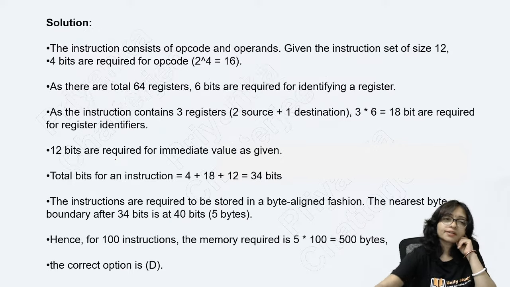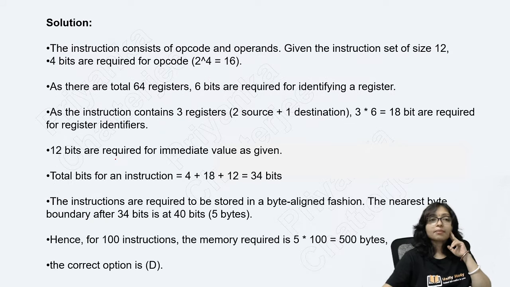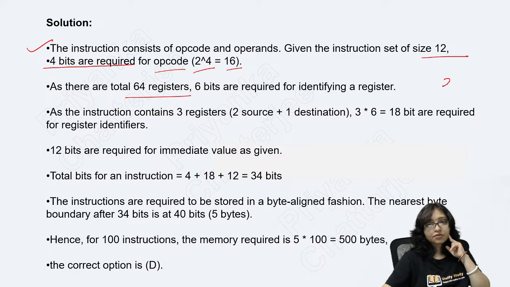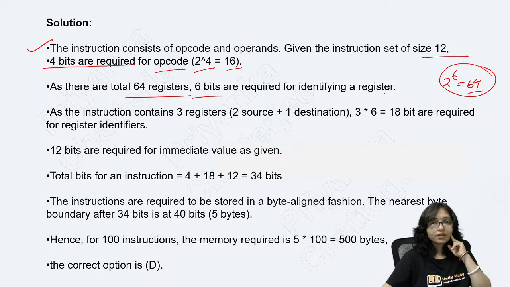How to do it? See that. Here, part by part you have to think. Instruction consists of operand, it was given, the size is 12, right? Out of that, 4 bit required for each and every. So that's why 2 to the power 4 means 16. Total 64 register there. 64 means 2 to the power 6 is 64. So ultimately 6 bit will be required for the register. Now instruction contains 3 register. 3 register means 3 multiply 6, that is 18 bit definitely.